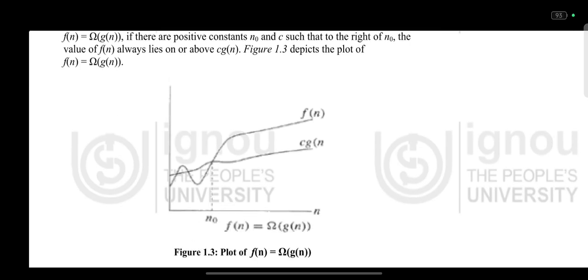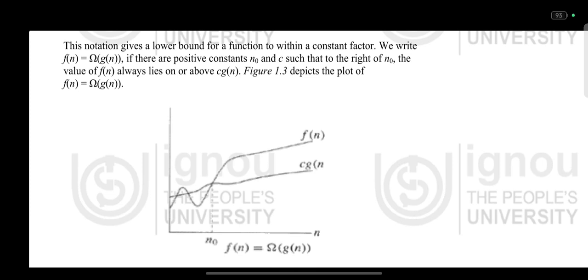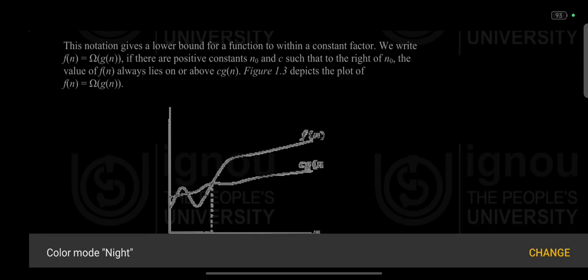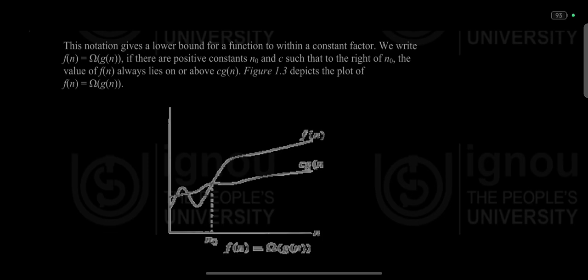It's important, so you can just see this. The omega notation gives a lower bound for a function to within a constant factor. We write f(n) = omega g(n) if there are positive constants n0 and c such that to the right of n0, the value of f(n) always lies on or above c g(n), and figure 1.3 depicts this. Figure 1.3 is the plot of f(n) = omega g(n).